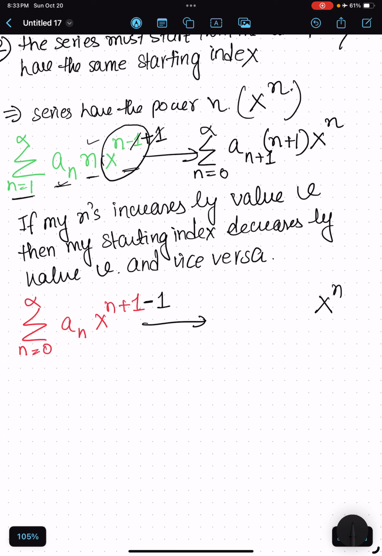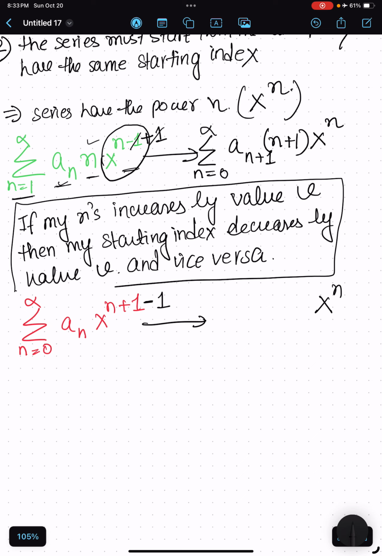So just like what I said over here, if I am decreasing my n, I have to decrease my n in the rest of my expressions. So now it's gonna be a sub n minus 1. Since the rest of my expression has decreased, then my starting index would now increase by the same value. That means now it starts from n is equal to 1.